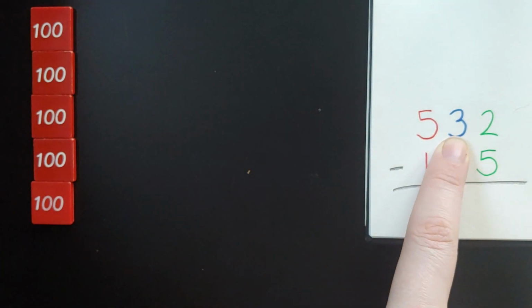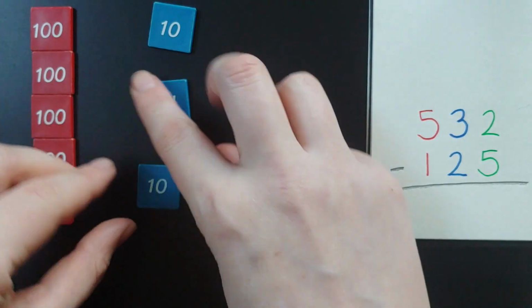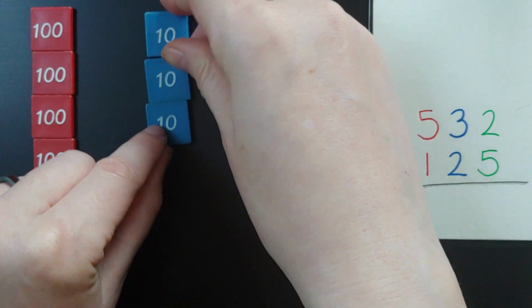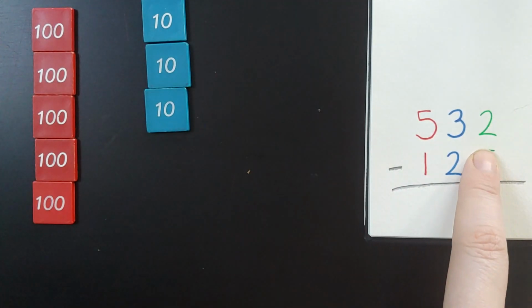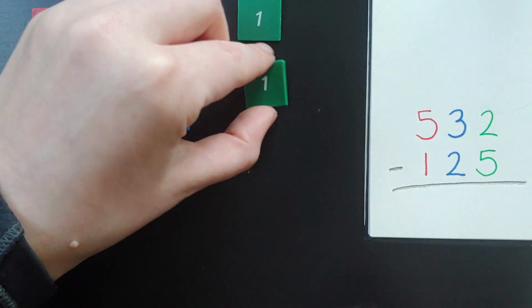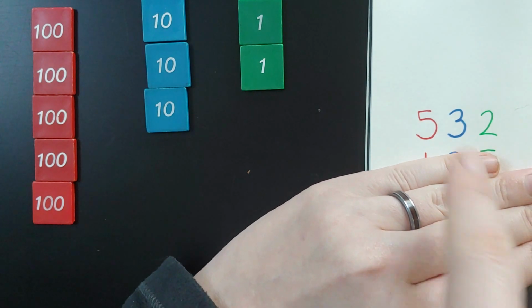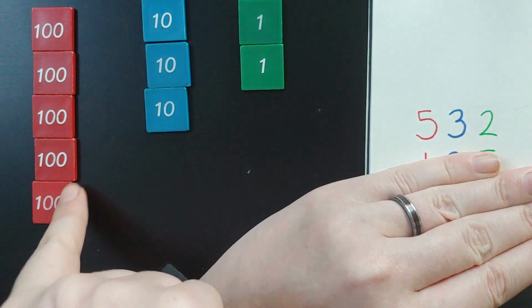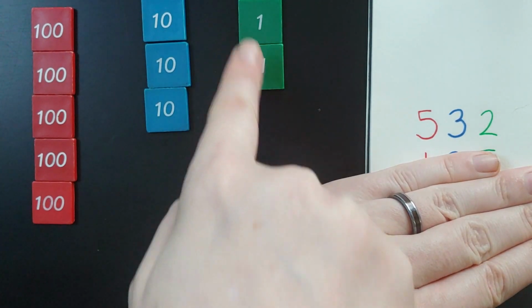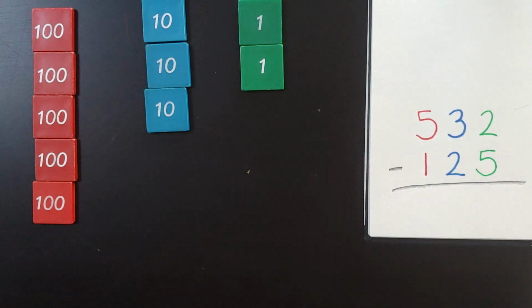3 tens, or 30. 1, 2, 3. And 2 units. 1, 2. Let's double check. Do I have 532? 5, 3, 2. Okay, I'm ready to go on.